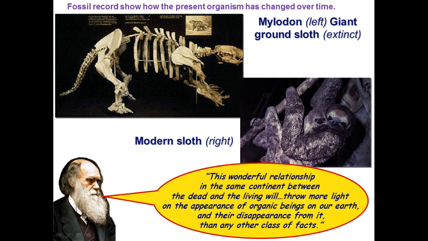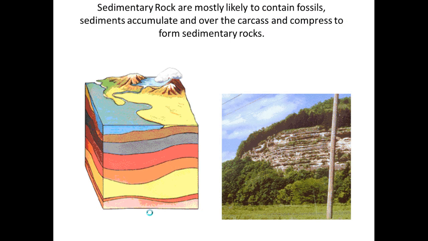So he thought that there was a relationship in terms of where he found the fossils and where the present organisms are found. Now most of the fossils are found in sedimentary rocks, which are most likely to contain fossils because they slowly accumulate over time, and that compresses to form the sedimentary rocks. Other types of rock would just totally destroy whatever organism is in there.